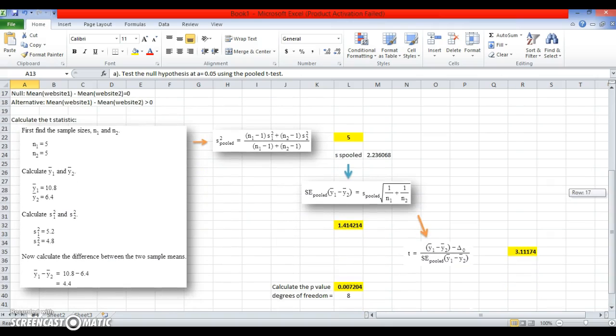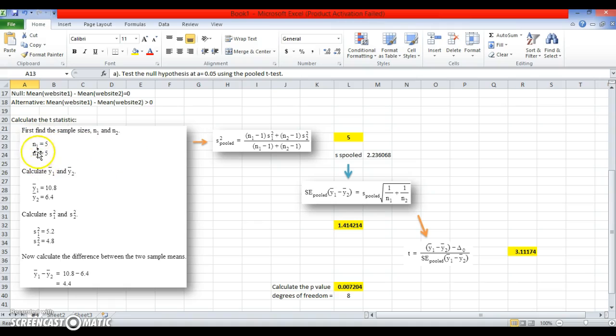The first step is calculating the test statistic, and I put it here. First find the sample sizes N1 and N2 based off of this. This is your t-test formula right here. As you can tell, we can't just go directly through it, especially in Excel. There's a series of steps that we have to do. It's very sequenced, both logically and in Excel. So coming back to here, first we need our test statistic.